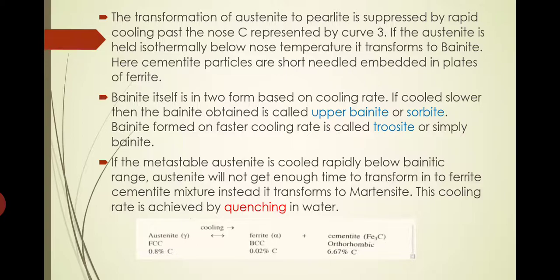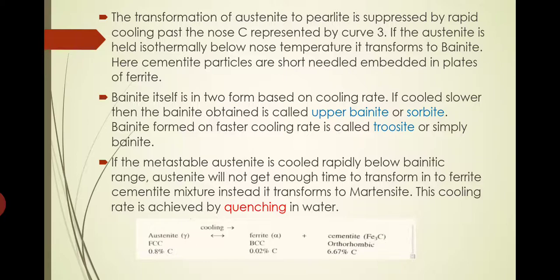Here cementite particles are short needles embedded in plates of ferrite. So how we will identify this structure is, the cementite particles are short needles embedded in plates of ferrite. That is how we will identify the presence of bainite structure.